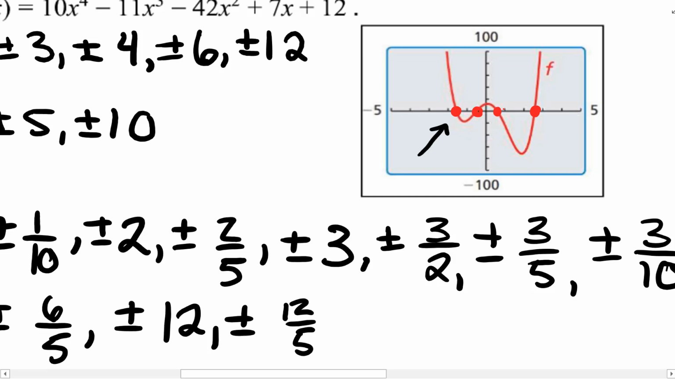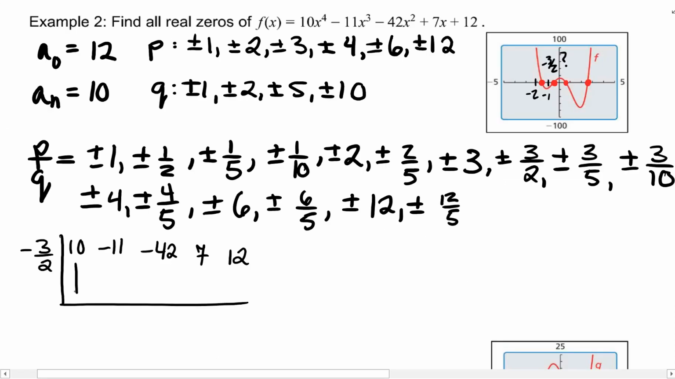This one right here looks like it could be -1.5. This is -1. This is -2. So it could be -3/2. Let's test it with synthetic division. It might take a little longer, but it's definitely possible to do synthetic division with fractions. Go ahead and try it on your own and then press play to check.